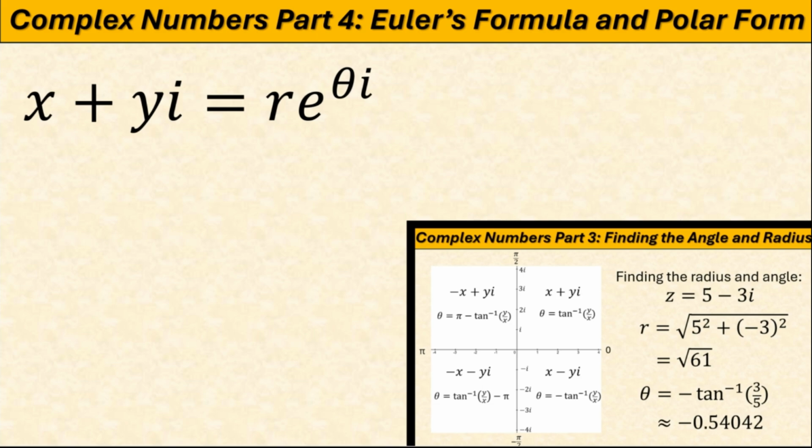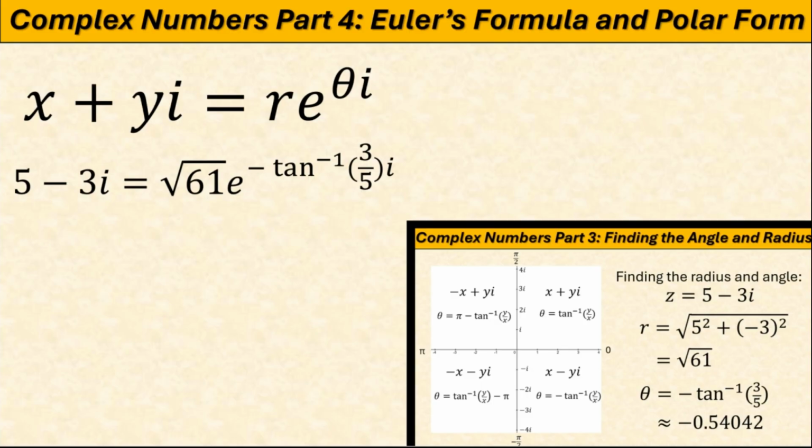So let's take an example from part 3. Recall that we found the radius of 5 minus 3i to be the square root of 61 and the angle to be negative arctangent of 3 over 5. And so 5 minus 3i is going to equal the square root of 61 multiplied by e to the negative arctangent of 3 over 5 times i. This is called polar form, and it is incredibly helpful in different ways.